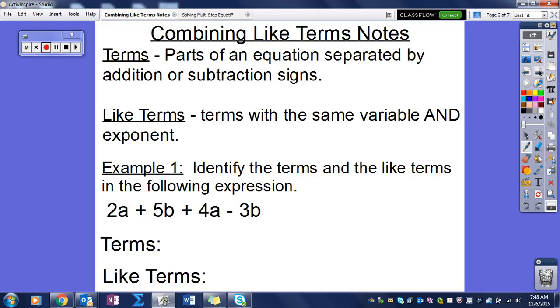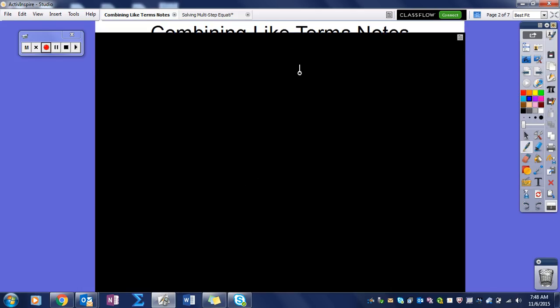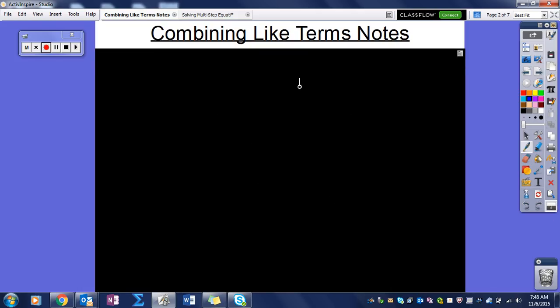Okay, please take out a separate sheet of paper and title your notes, Combining Like Terms Notes. Today is 11/6.